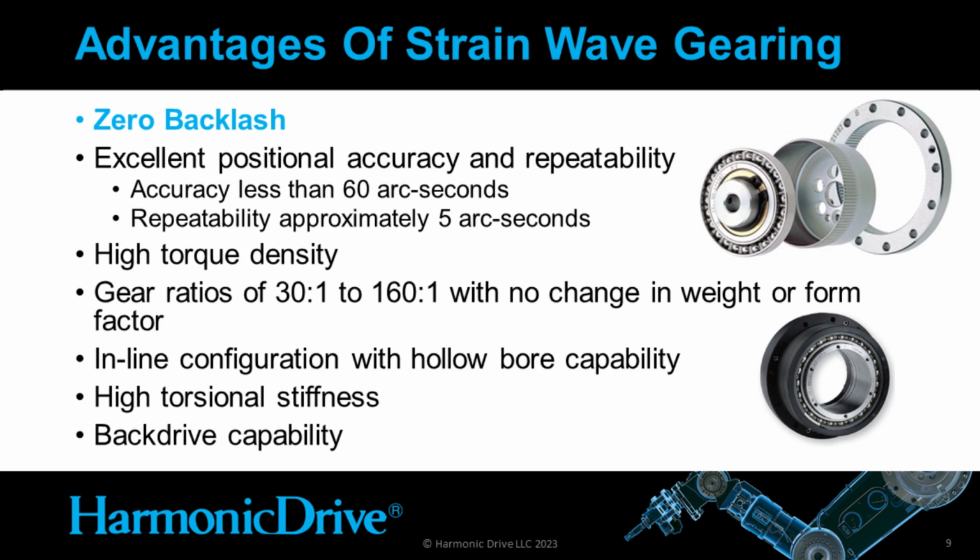They also have excellent positional accuracy and repeatability, where the accuracy is typically less than 60 arc seconds. A normal spec is 30, and the repeatability is approximately 5 arc seconds. Strain wave gears have high torque density because of their compact design, and their gear ratios, ranging typically from 30:1 all the way to 160:1, can be made with the same outline dimensions, so there's no change in weight or form factor. Also, the inline configuration of the strain wave gear allows hollow bore capability.